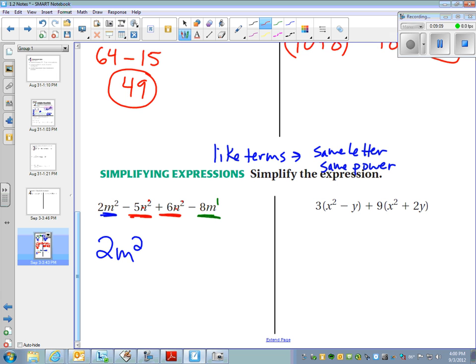There's 2 of these, so we add the numbers in front, the coefficients. And then we leave the one at the end because there's only one of them. Do I need the one in front of the n squared? No, I do not. We're mathematicians. We're lazy. Write as little as possible. And that's my final answer.